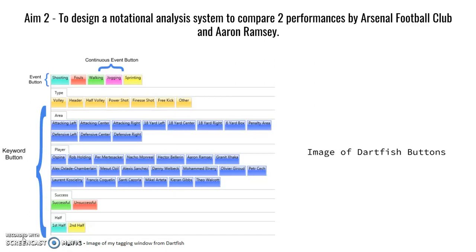I also created keyword buttons for different areas of the pitch, and which half the event happened in, such as first or second. For shooting, I also had buttons that would allow me to see whether the shot was successful or unsuccessful. By having all of these buttons, I could easily compare the results from each game. This is because I could compare a number of different things, from what players shot the most in both games and who had the most accurate shooting. I could easily look at the notational analysis and identify these differences or similarities in the data.